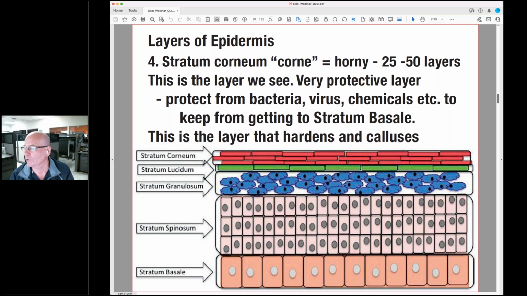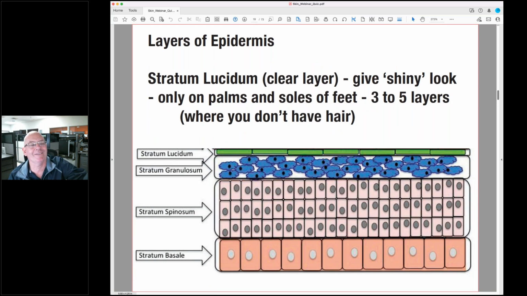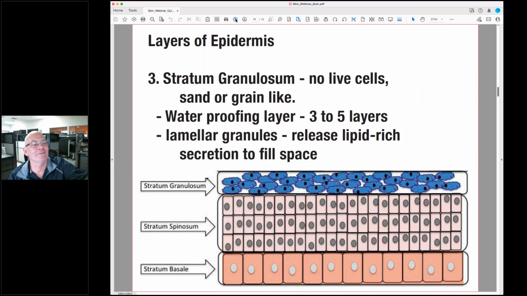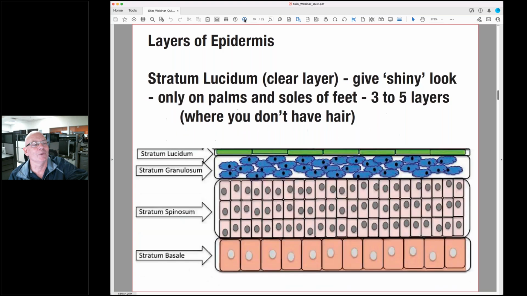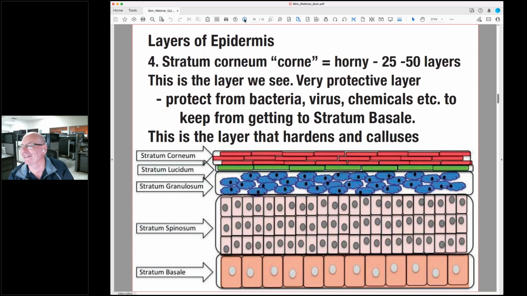Okay, so Warren was confused. Yeah, no, just to show you, I didn't have it numbered. Didn't have stratum lucidum numbered at all. It was 3 for granulosum, no number, and then 4 for corneum. I mean, it doesn't have to be numbered anyway, but lucidum is in there as a bonus.